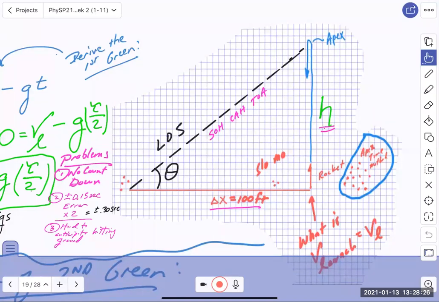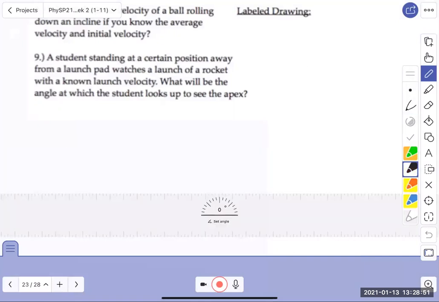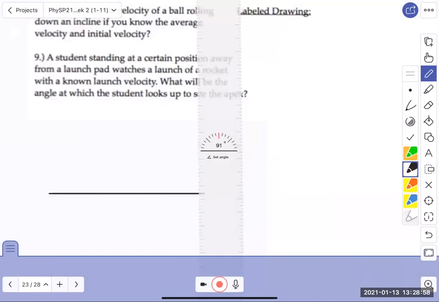And so given a certain rocket, let's say you know the launch velocity of the rocket, and you know how far away this person is. You're trying to figure out at what angle they should look up to hit the apex. So it's like what we did, only we're solving for something different. Okay, so you've got a little drawing here. We have some distance delta X. We have the rocket taken off.